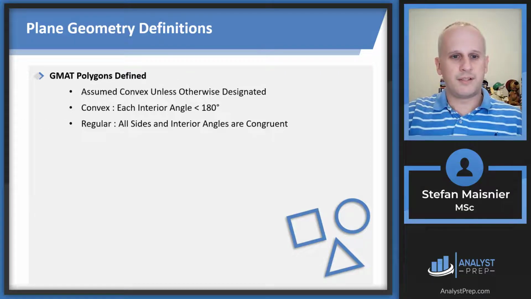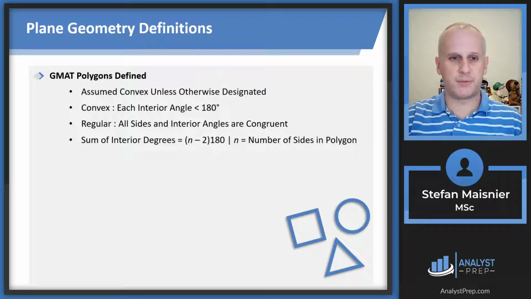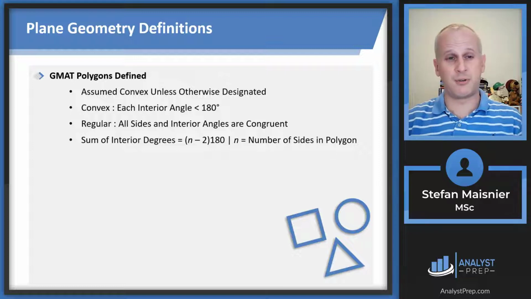Now, regular as a term for polygons just means that all the sides and each of the interior angles are congruent, or the same. And the sum of interior degrees for any polygon can be derived from this formula: n minus 2 times 180, where n is just equal to the number of the sides in a polygon. We'll run off a bunch of different degree measurements just based on the names of polygons that you probably should commit to memory just in case they show up on the test. But in a pinch, you can definitely just use this formula.